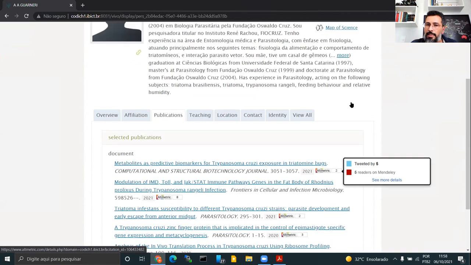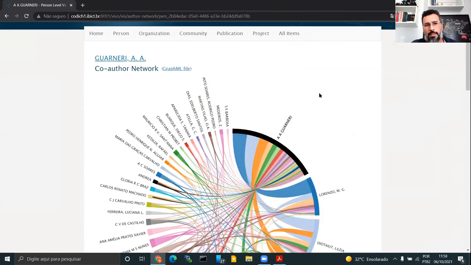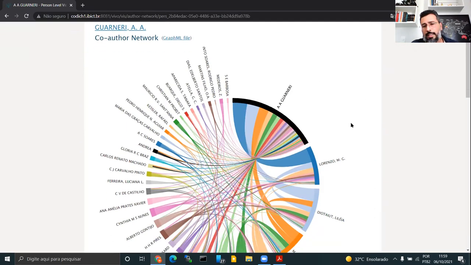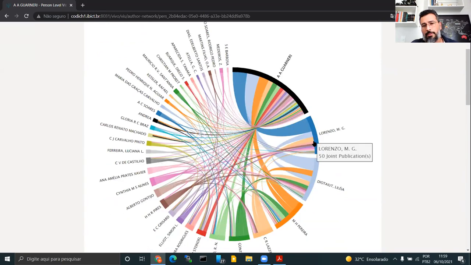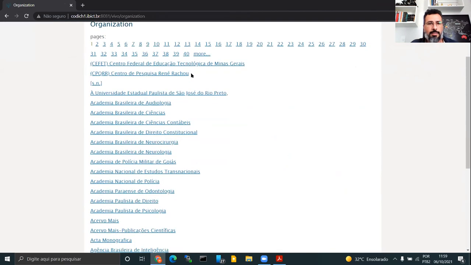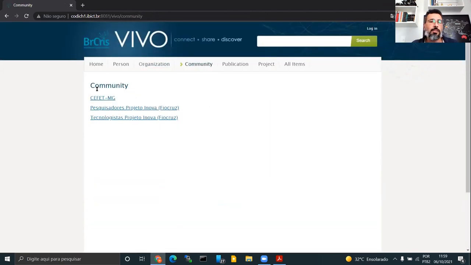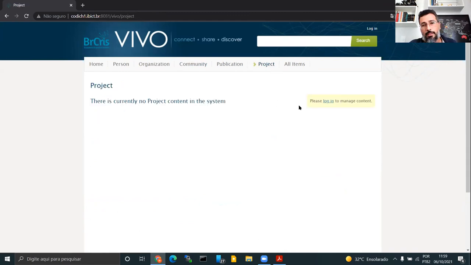And also we can see the co-author network very easily, and it is native from Vivo. We have also organizations exported to this. We created a new entity named community to separate some communities inside this test. We are also working now to aggregate projects. But Vivo is a very interesting interface to search in graphs.